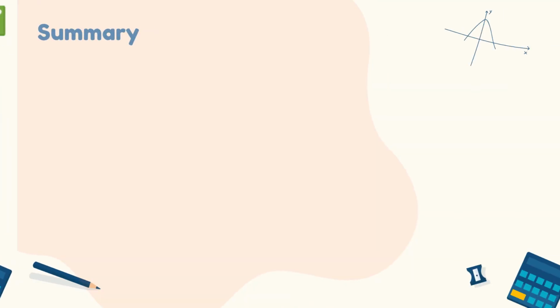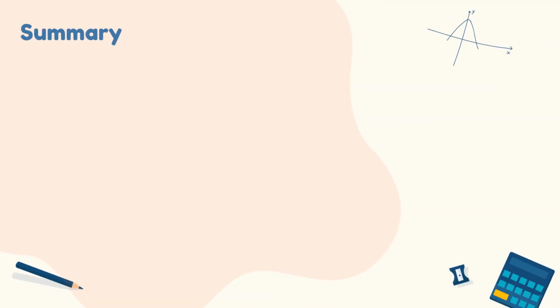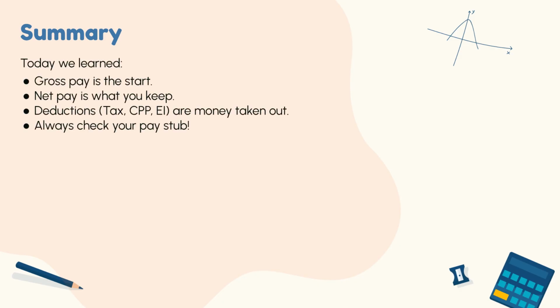All are valid points. In summary, we learned that gross pay is the start, net pay is what you keep, and deductions like tax, CPP, and EI are money taken out. Always check your pay stub.